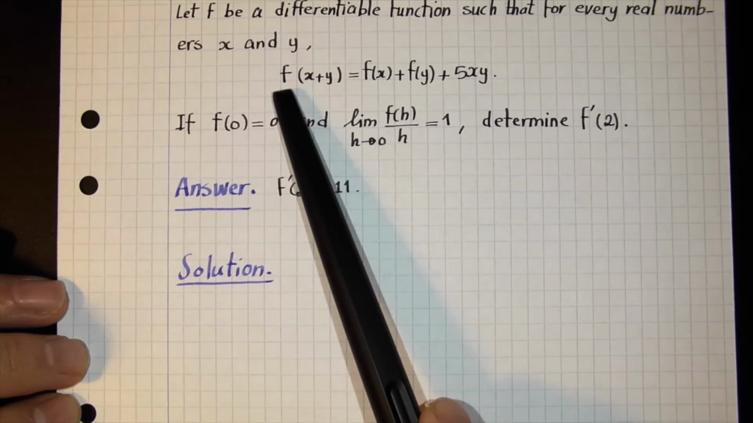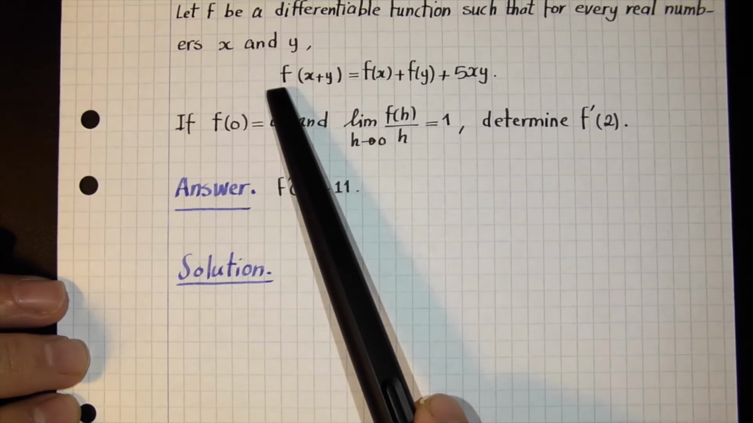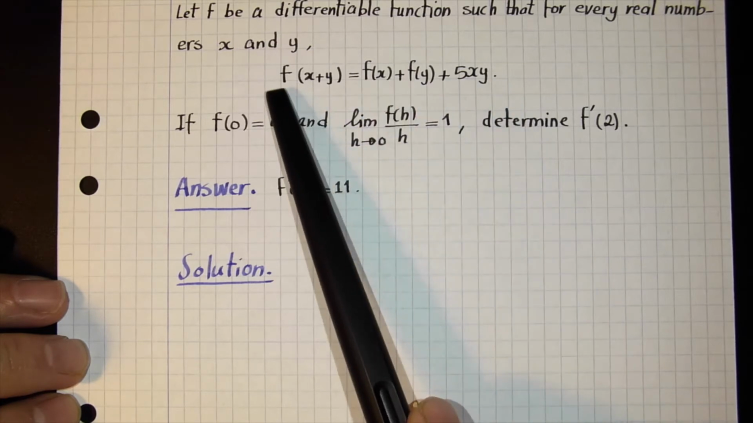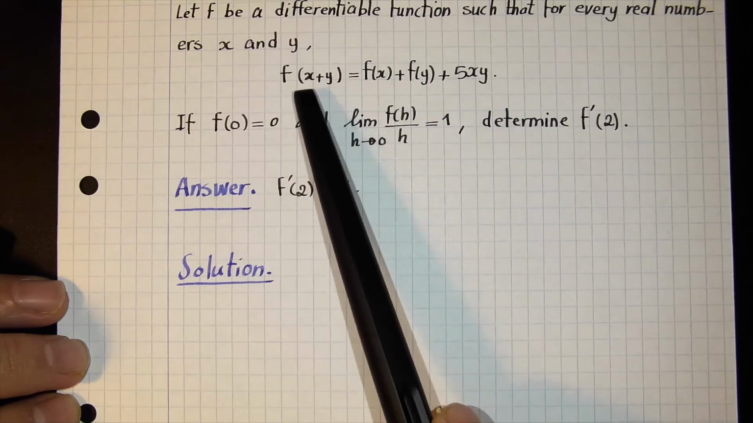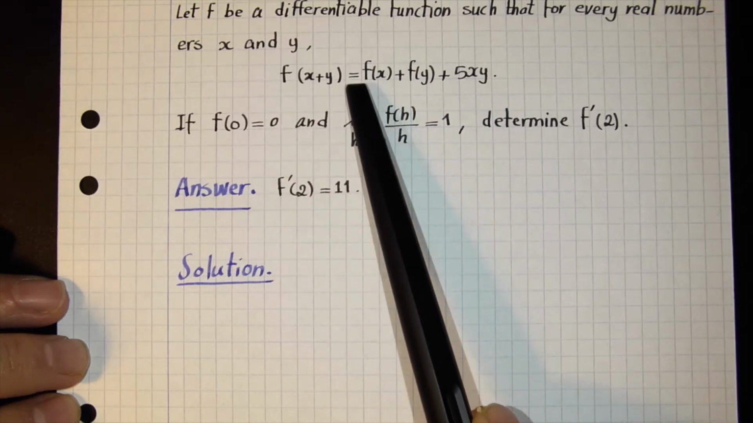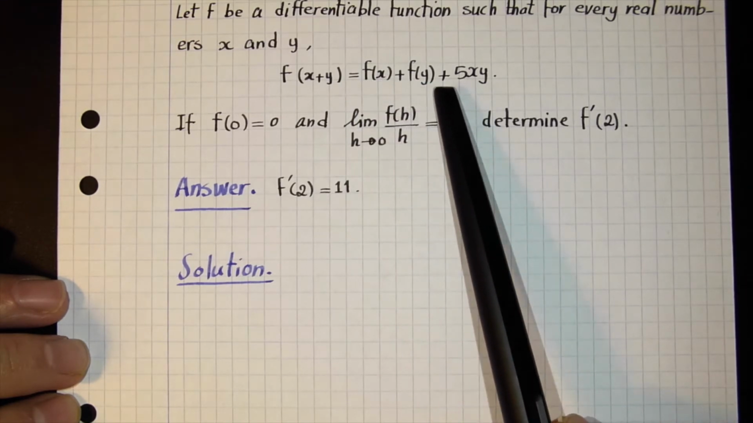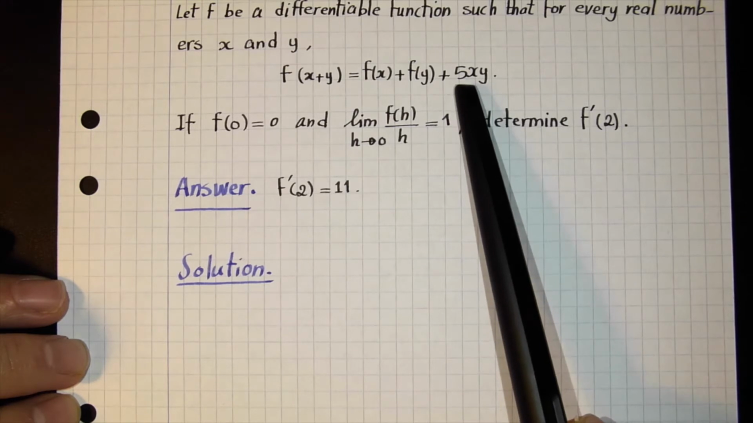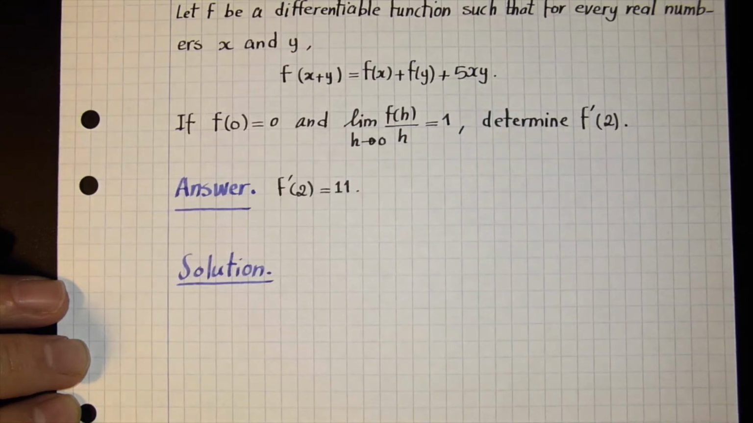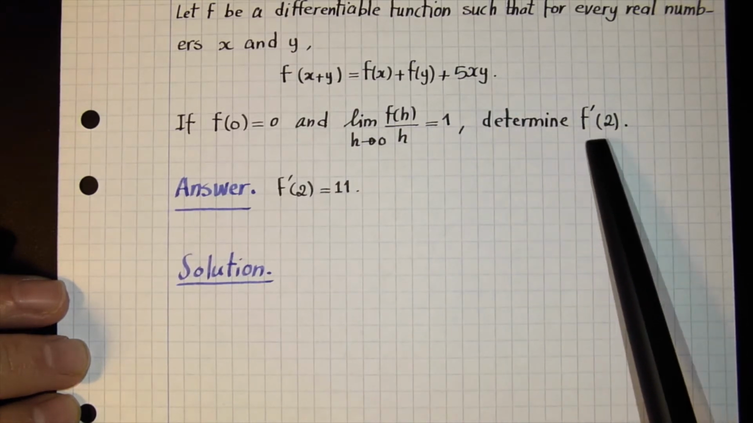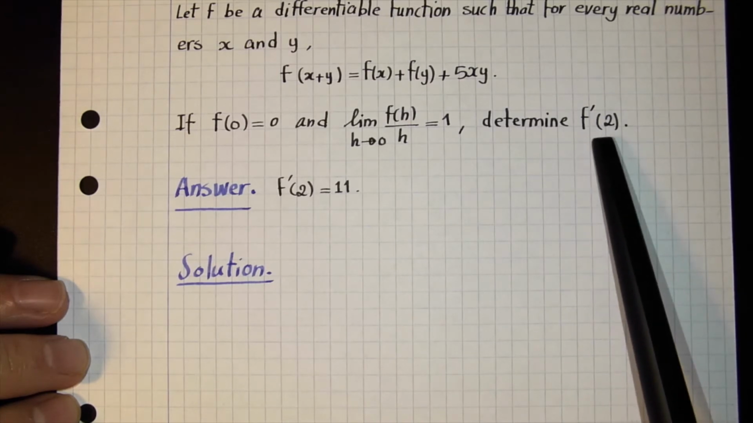that rule is given. That property is that f is a function with this property that f of the sum of two numbers is equal to f of the first one plus f of the second one plus 5 times the first number times the second number. So you see that we don't have the rule for this function.